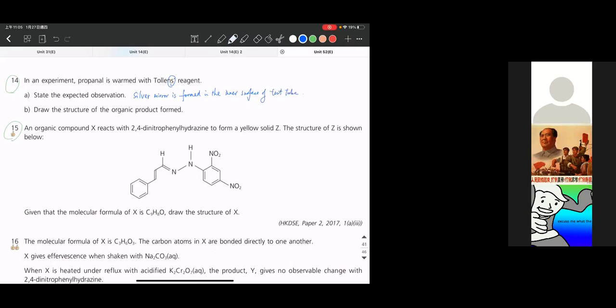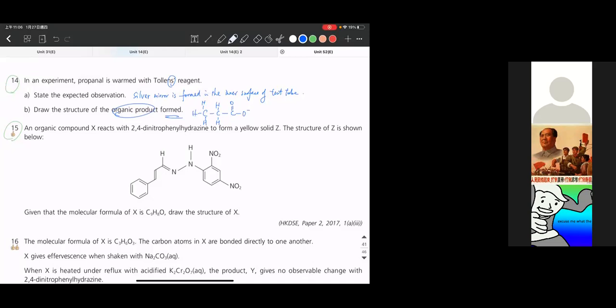How about the structure of the organic product formed? So what is the fate of that organic product? Propanal will form what? Propanoic acid, but I put it into the alkaline medium. So the answer is propanoate, not propanoic acid, because the Tollens' reagent is alkaline. Recall the making of Tollens' reagent: I add sodium hydroxide solution, and then I add ammonia to form the diamminesilver(I) ion. So there is an alkaline medium.